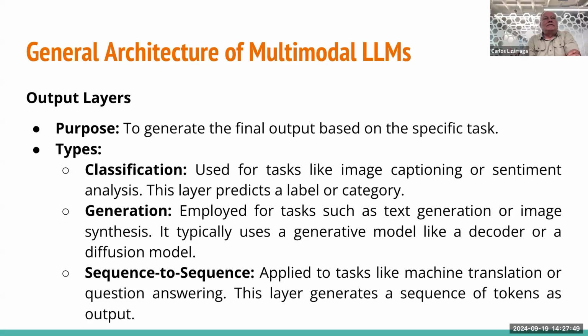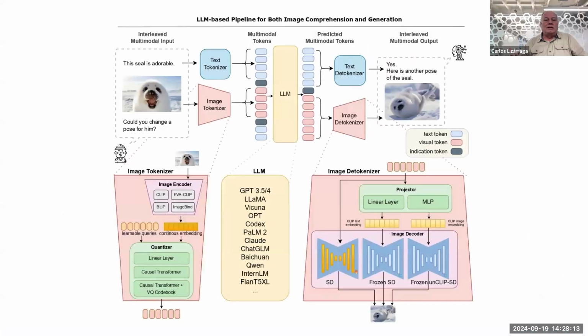And then the output layers, once they have the different products, they will try to classify, or they may generate an image, or they can have sequence-to-sequence tasks like machine translation or answering questions about an image, for example. We will see some examples so that we can see exactly what I mean by that.